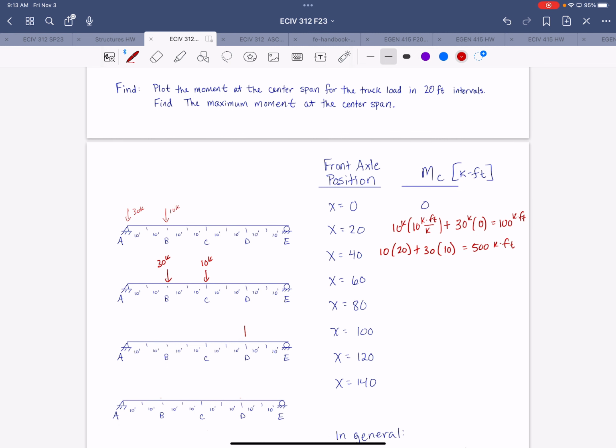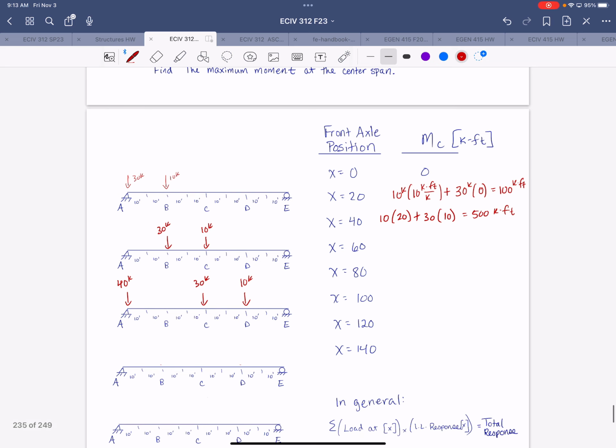The next placement would have our 10 kip force at D, 30 kip force at C, and now the 40 kip force is finally on the beam, but it's not contributing to the moment at C yet. So we have 10 times the value of the influence line at D, which is 10, plus 30 times 20, and that is 700 kip feet.